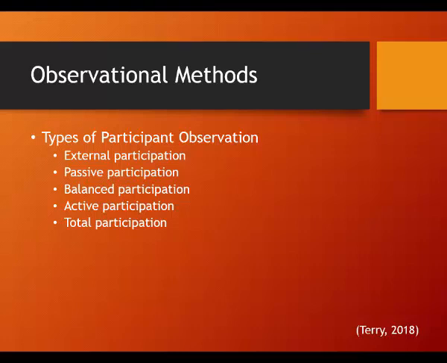And for total participation, this is the highest level of involvement for the researcher and means that the researcher becomes a natural participant. This is the type of observation generally used when the researcher chooses to study something in which he or she already functions as a natural participant.